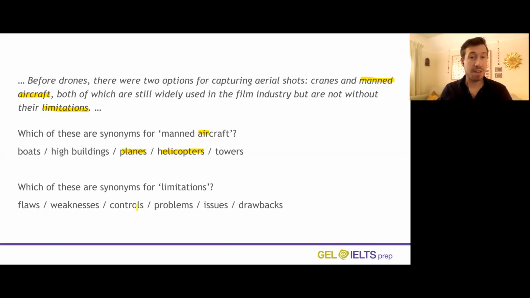So we can see here, well, problems is definitely one of them. Flaws also means problems or weaknesses, so those 2 both work. Controls, well, controls would be more similar to restrictions, and like I just said, it doesn't mean that in this context. But problems, yes. Issues means problems, so yes, and disadvantages or drawbacks, all of those would be good synonyms for the word limitations in this context.